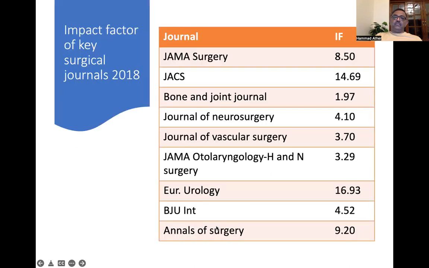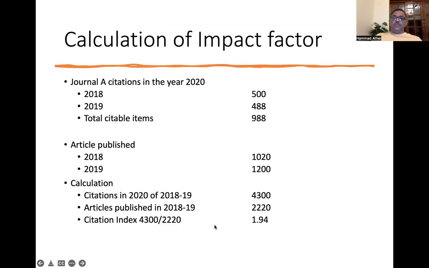So essentially, each article published in that journal has a 1.94 chance to be cited. The higher the impact factor, the more are the chances that the articles from that journal will be cited by other journals and by other people.